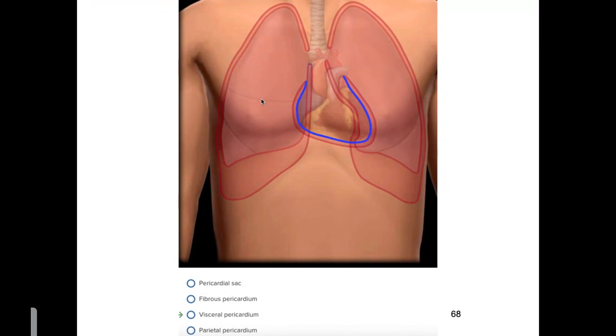So what's the highlighted structure here? I'll give you a second to look at it. We see it's the heart. We see it's the blue portion comes into contact with the heart, so it's got to be visceral pericardium.